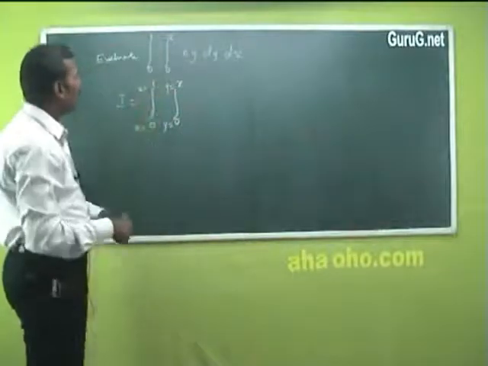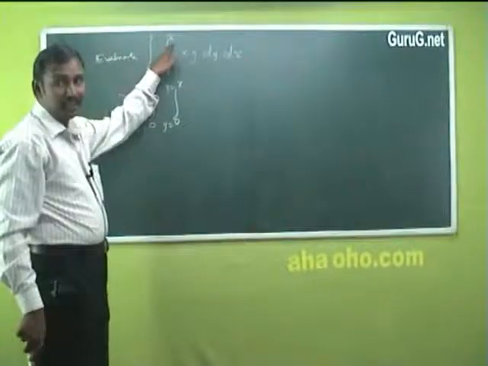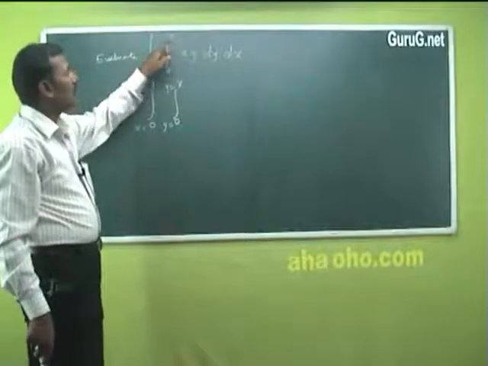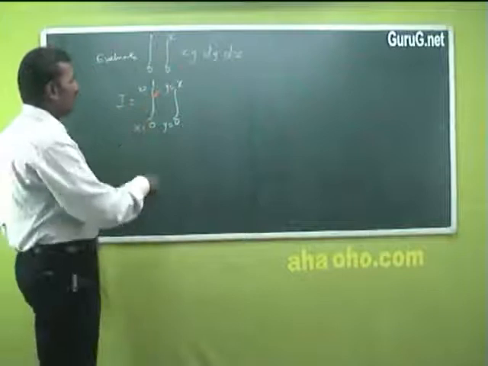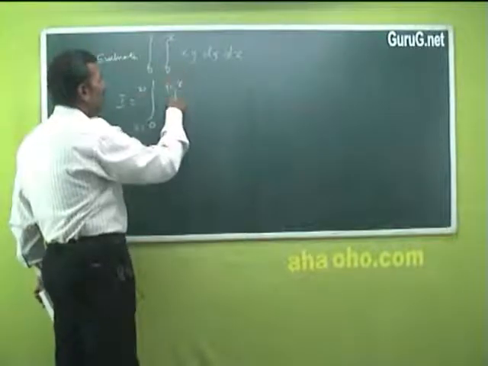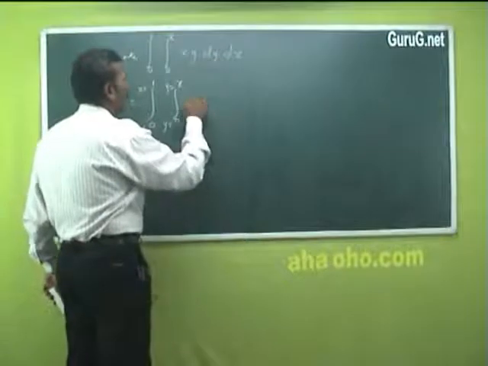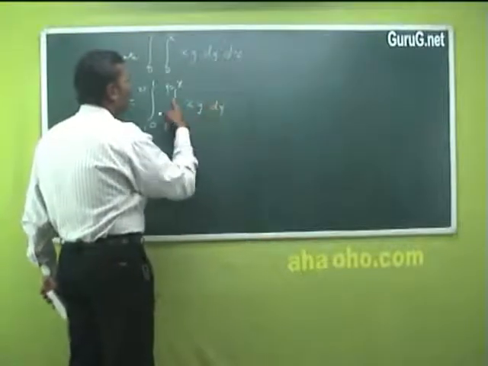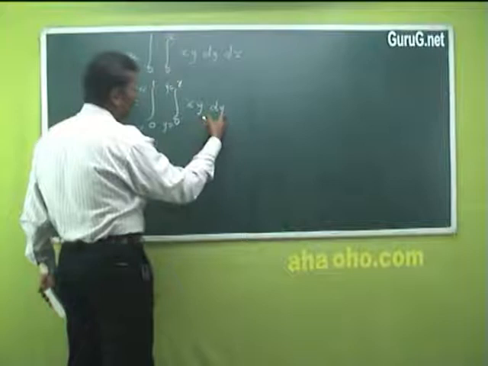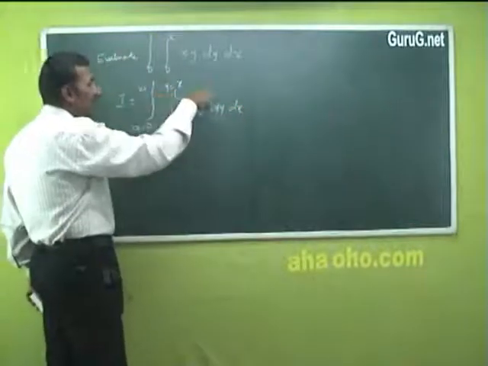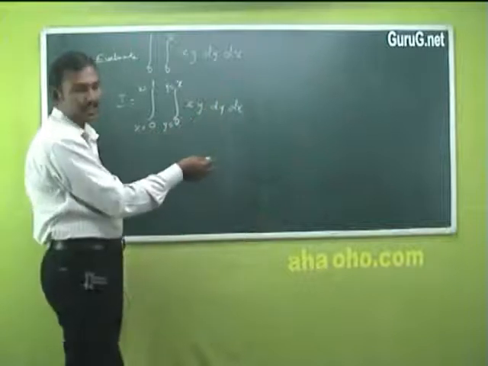So if the inner limit is a variable in x, then that is a y limit. Suppose it is a variable in y, that is an x limit. So if the limit is a y limit, the inner limit is y, the order is dy dx. Verify that. If the inner limit is a y limit, first you have to integrate with respect to y and then x. If it is an x limit, you have to integrate with respect to x and then y. So this is the order.